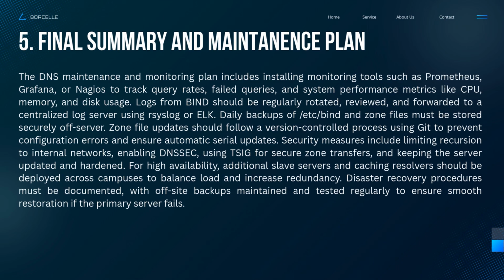Security measures include limiting recursion to internal networks, enabling DNSSEC, using TSIG for secure zone transfer, and keeping the server updated and hardened. For high availability, additional slave server and caching resolver should be deployed across campus to balance load and increase redundancy. Disaster recovery procedures must be documented with off-site backups maintained and tested regularly to ensure smooth restoration if the primary server fails.